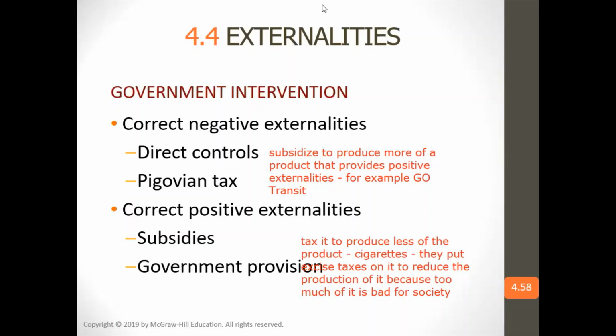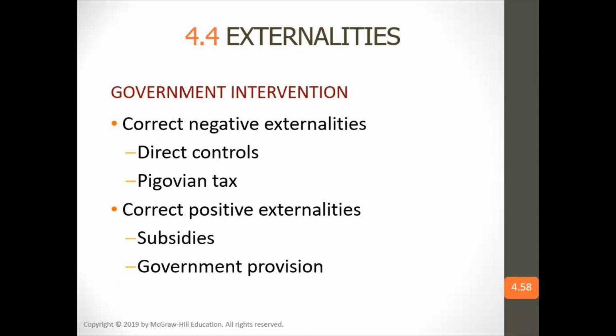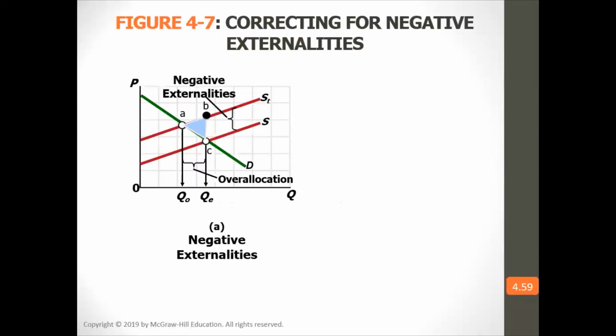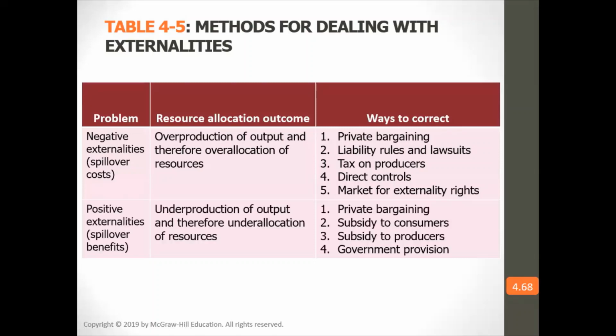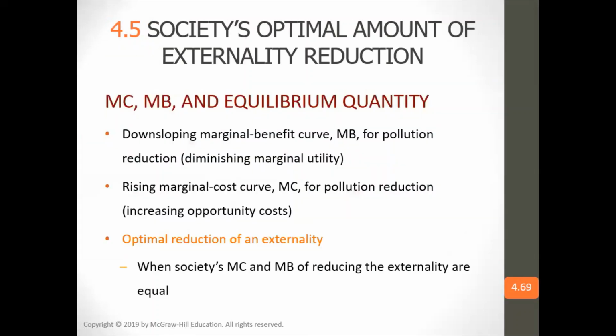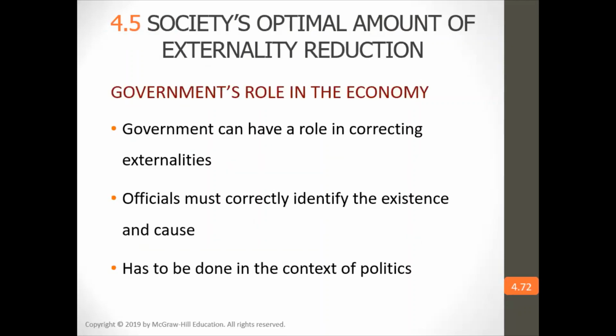So, correcting negative externalities is done through taxation. Positive externalities are corrected through subsidies. Negative externalities mean overproduction of output and therefore over-allocation of resources. They can be corrected through private bargaining, liability rules and lawsuits, taxing producers, direct controls, and markets for externality rights. Positive externalities can be increased through private bargaining, subsidies to consumers and producers, and government provision. So government can provide it directly, or subsidize a private company to provide it. The government can tax bad things to reduce them, and subsidize good things to increase them.